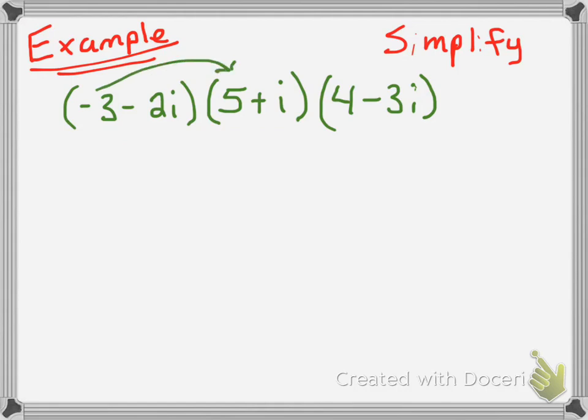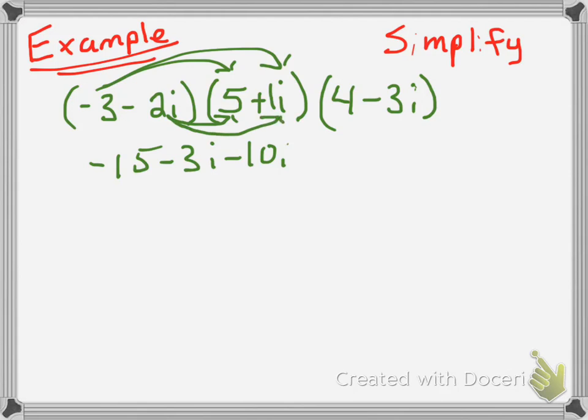So negative 3 times 5, negative 15. Negative 3 times positive 1i is negative 3i. Alright, let's do this bottom right here. Negative 2i times 5 is negative 10i. And negative 2i times positive 1i is negative 2i squared. Now, before I do anything else, I'm going to wait on that guy right there in the box. I want you to simplify as I go. Alright, so I'm going to have to combine like terms.